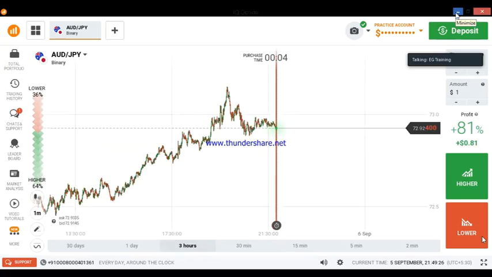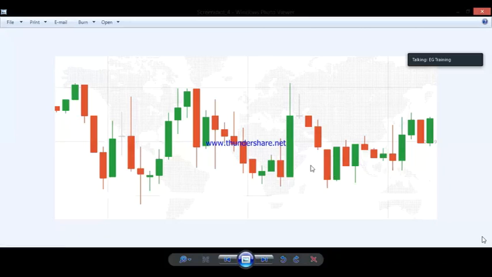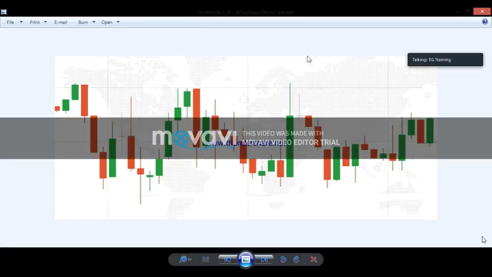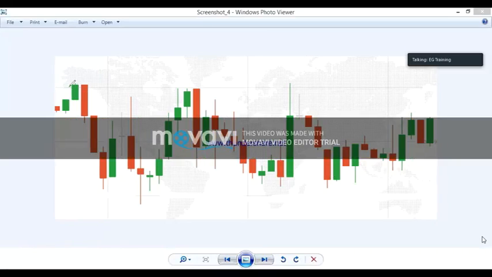Okay, here I will show you the SNR levels. A seller's area means resistance level.